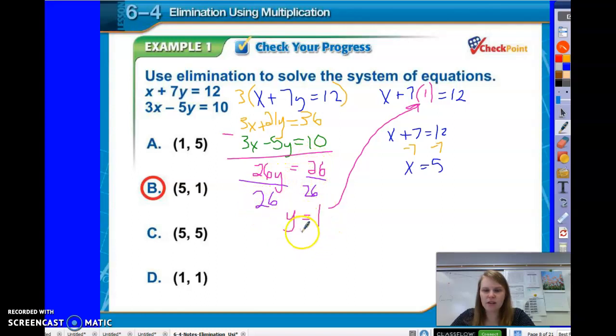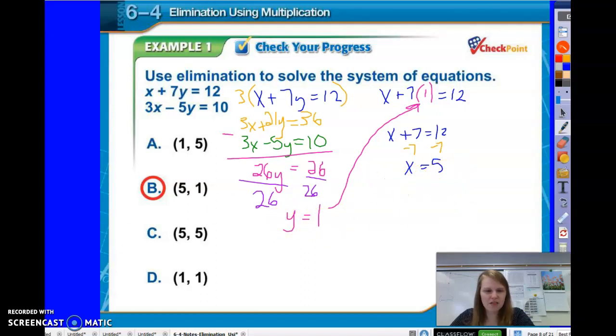I got 1. Then I could plug this back into my favorite equation, and my favorite one is the top one because it does not have a negative in it. I like to avoid negatives if at all possible. So I'm going to put the 1 in this first equation, and I end up with x equals 5. So therefore my answer, 5, 1. X always is listed first.